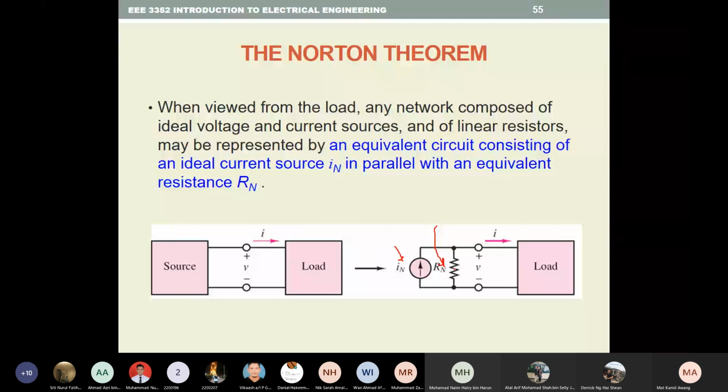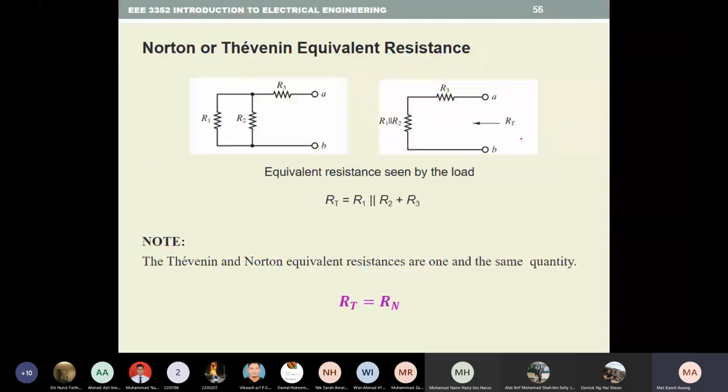Okay. R Norton is actually equal to R Thevenin. The only difference is the I Norton and V Thevenin. If you want to calculate the Norton or Thevenin equivalent resistance, you use the series resistance and parallel resistance method that you used before this. Whether it's Thevenin or Norton, the equivalent resistance is the same.